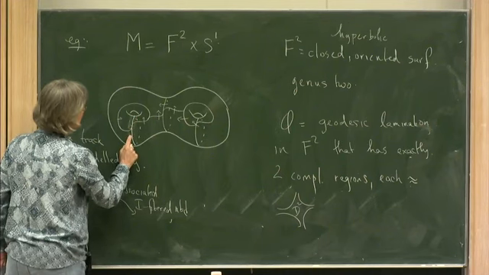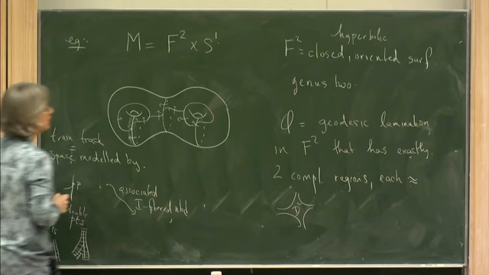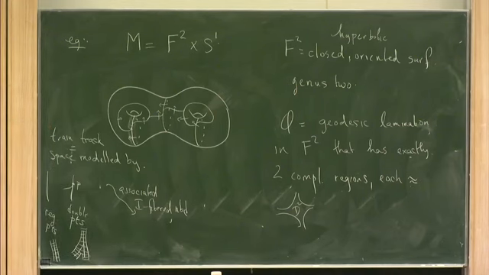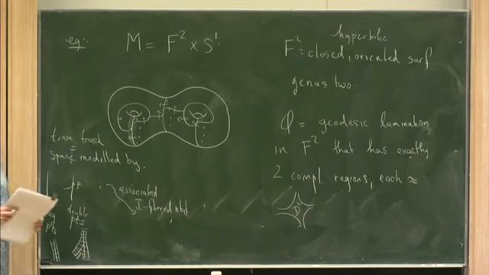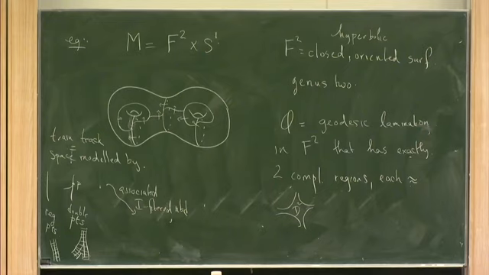And if you already know about train tracks, you might know that geodesic laminations correspond to, or can be described by, choosing measures on your train track, choosing little weights. If you haven't heard anything about that, it really doesn't matter.